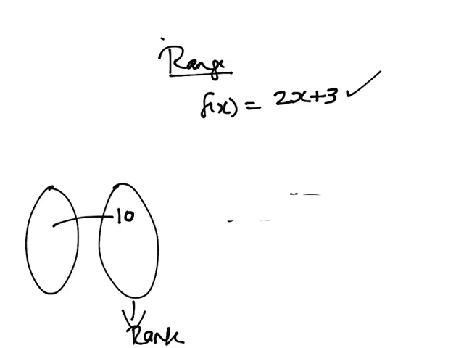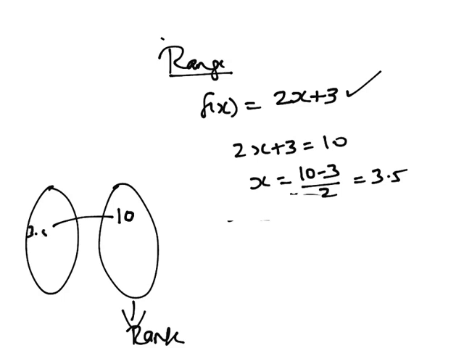So what I'll do is, I'll write 2x plus 3 equal to 10. So x equal to 10 minus 3 upon 2, which is actually 3.5. So basically 3.5, which is a real number. So whatever number you take here, any real number, you will always find a real number in the first set which is connected to this set. So every number here has a pre-image.